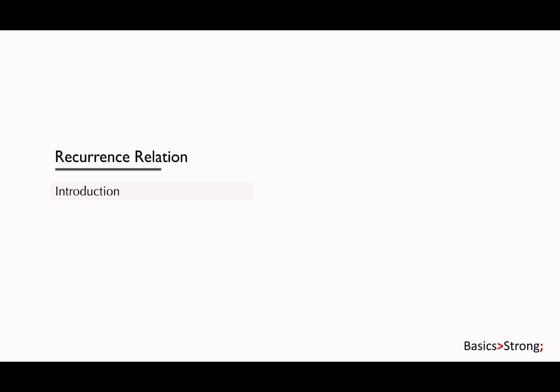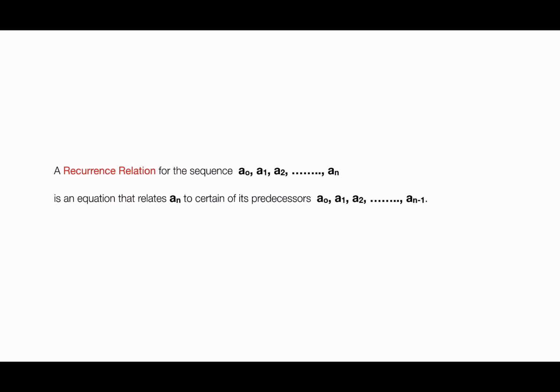So what is recurrence relation, and why are we going to understand it at this point in time? Let's first know what recurrence relation is. A recurrence relation for the sequence a0, a1, a2 going all the way to an is an equation that relates an to certain of its predecessors a0, a1, a2 going all the way to an minus 1. Sounds so mathematical? Let's exemplify it.